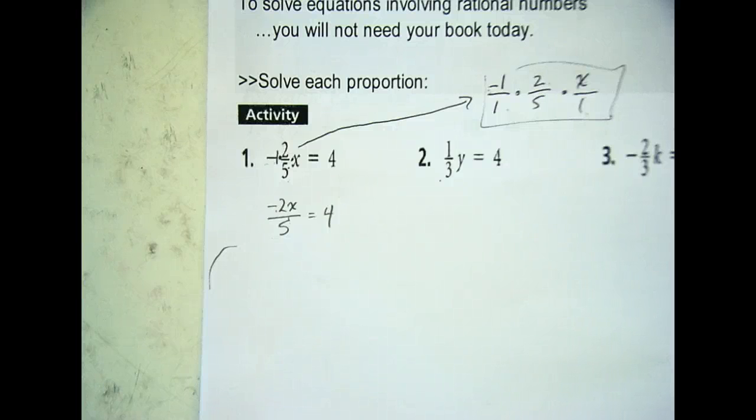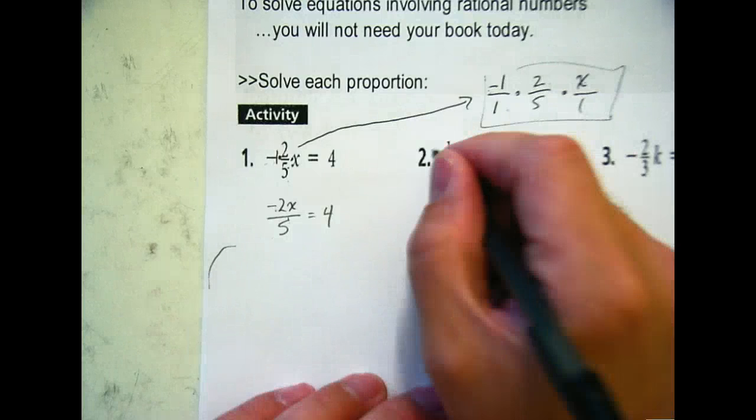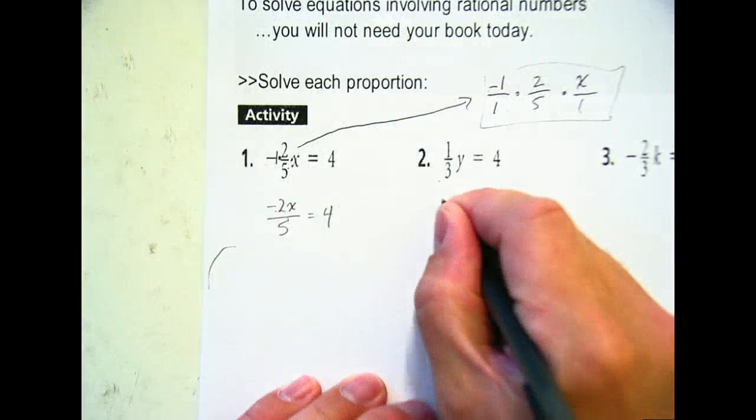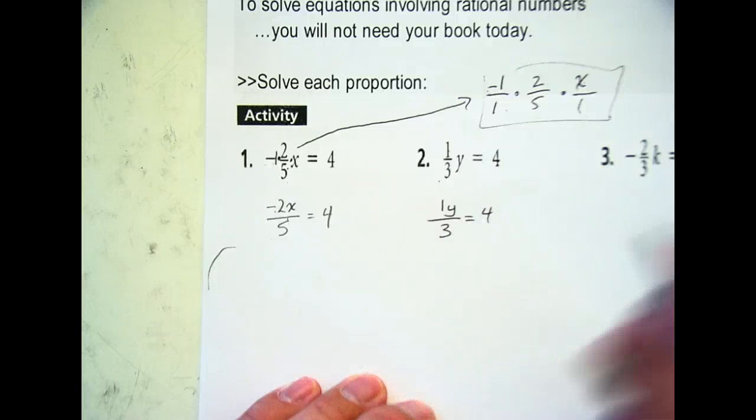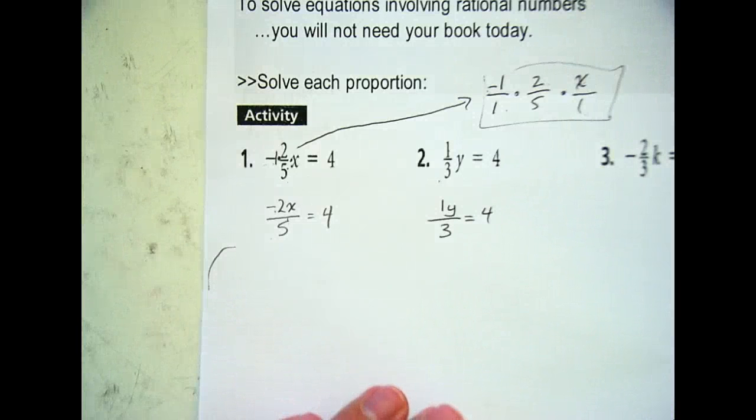Good. If you're in these groups of 3 over here, just make sure you're going both sides talking. Okay, where did we attach it? Caden? Next to the 1. So we have 1y over 3 equals 4. How many did that? Okay?